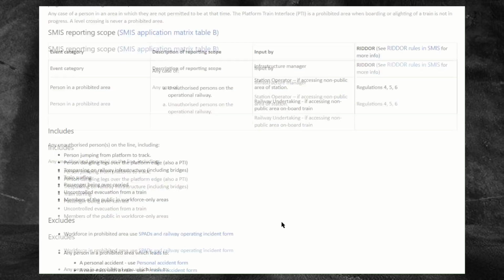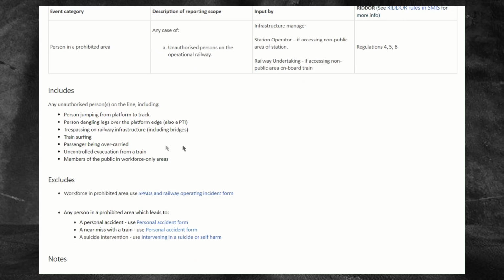Next, we have exclusions. Excluded under this category are workforce in prohibited areas. For this, you would use the SPADs and railway operating incidents form, specifically the railway operating incident for workforce being where they shouldn't be. And then we also have any person in a prohibited area which leads to a personal accident. Personal accident, as the last thing that happens, is the form that you would enter it on, and then you would add the person in prohibited area as a prior event.